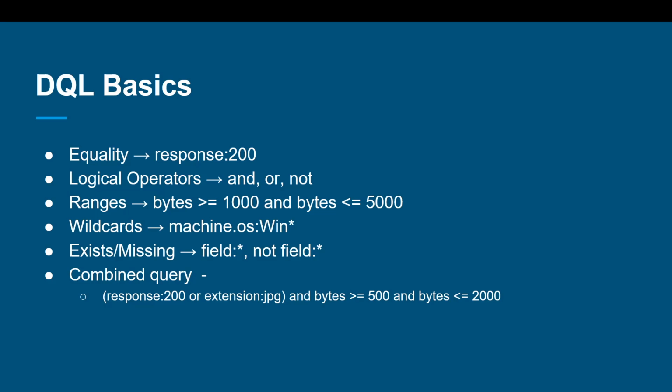On the other hand, OR is wherein one of the conditions is met. Let's say status equals 400 or status equals 500, so it will get the records if any one of the conditions is met. The other one is NOT, wherein this condition should not be met. Let's say we don't want any records which have response code 200, so it will return the records which do not have response code 200.